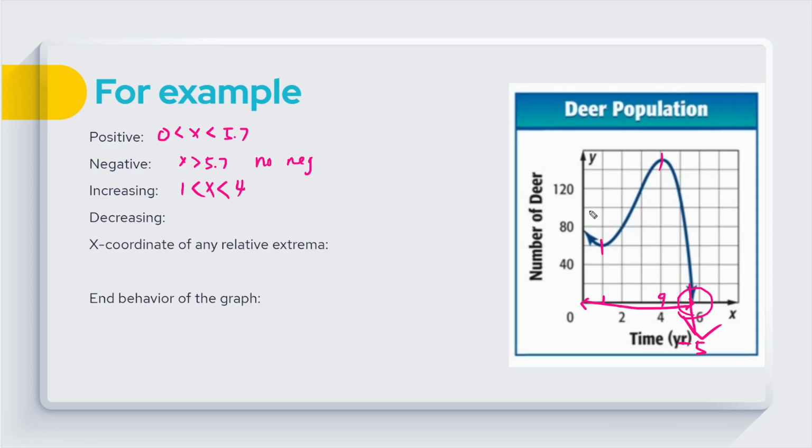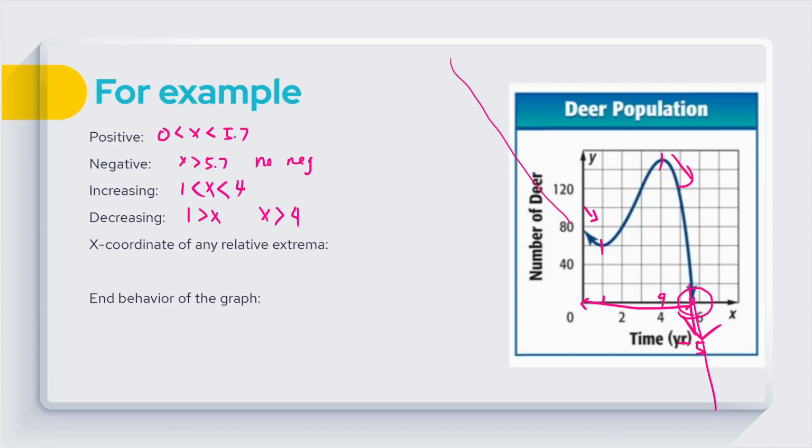Where's it decreasing? Well, from this point here on and this point here on, right? And it decreases, potentially it's decreasing like all the way like this, right? So we're just going to say that it's decreasing where x is less than 1 and where x is greater than, what number is this? 4.